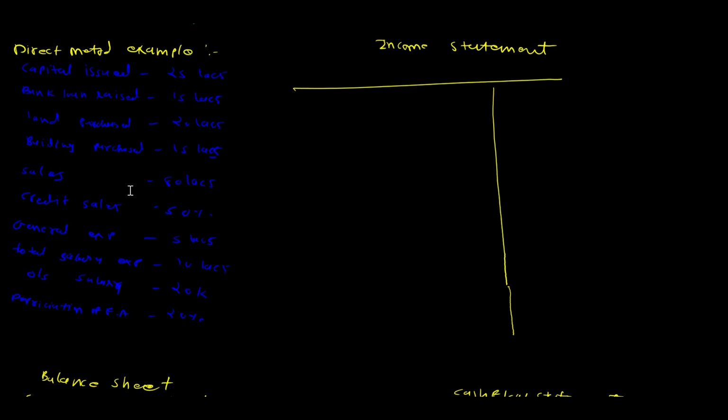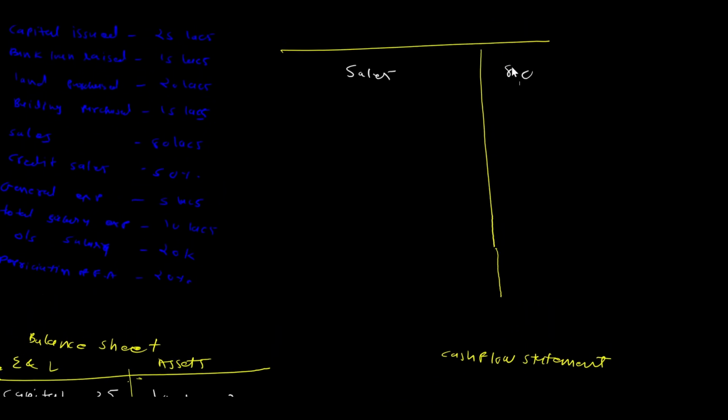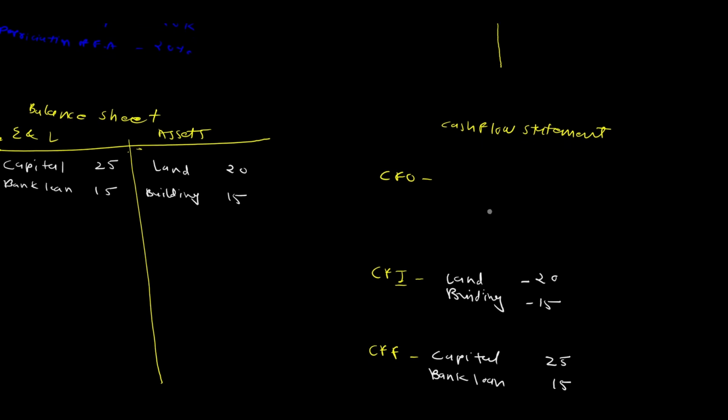The next is sales, 80 lakhs. You sold the goods worth 80 lakhs. These are credit sales, which means you sold part of it on credit: you sold goods worth 80 but received only 50 percent. So the cash from sales will be 40.